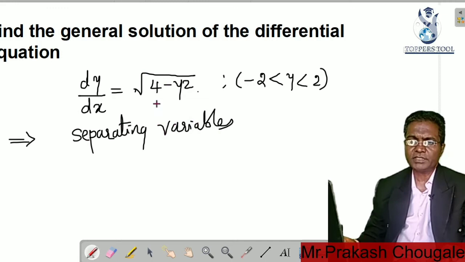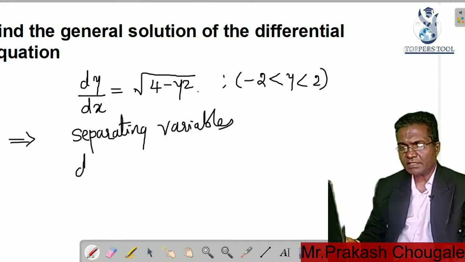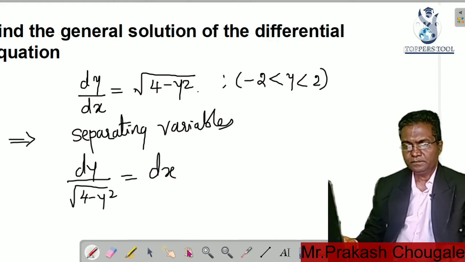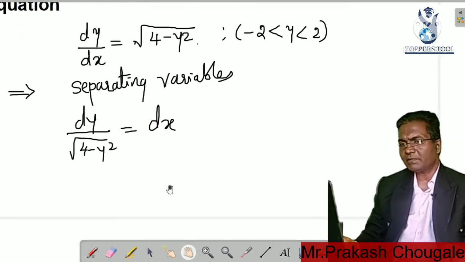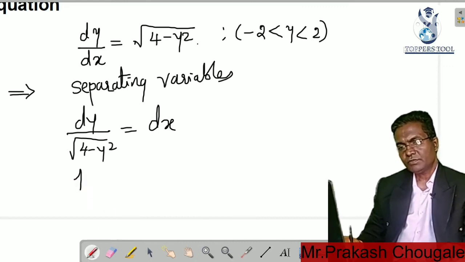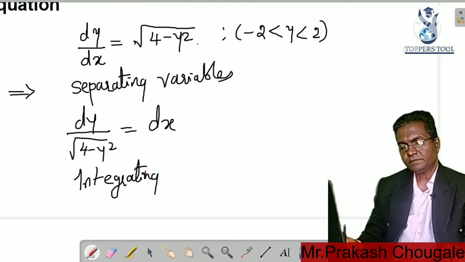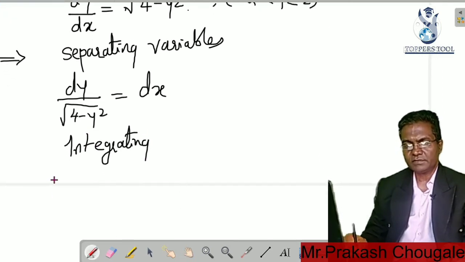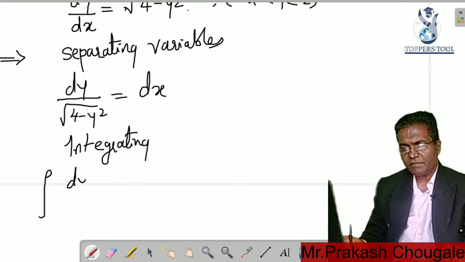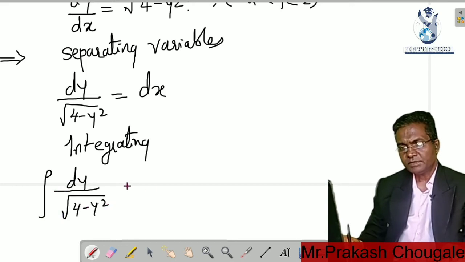Separating variable. This is a pure function of y. I can write, I'll bring it down, and dx in the numerator. Okay, so this is what we call separating variables. Integrate on both sides. Integration of dy divided by square root of 4 minus y square equals integration of dx.